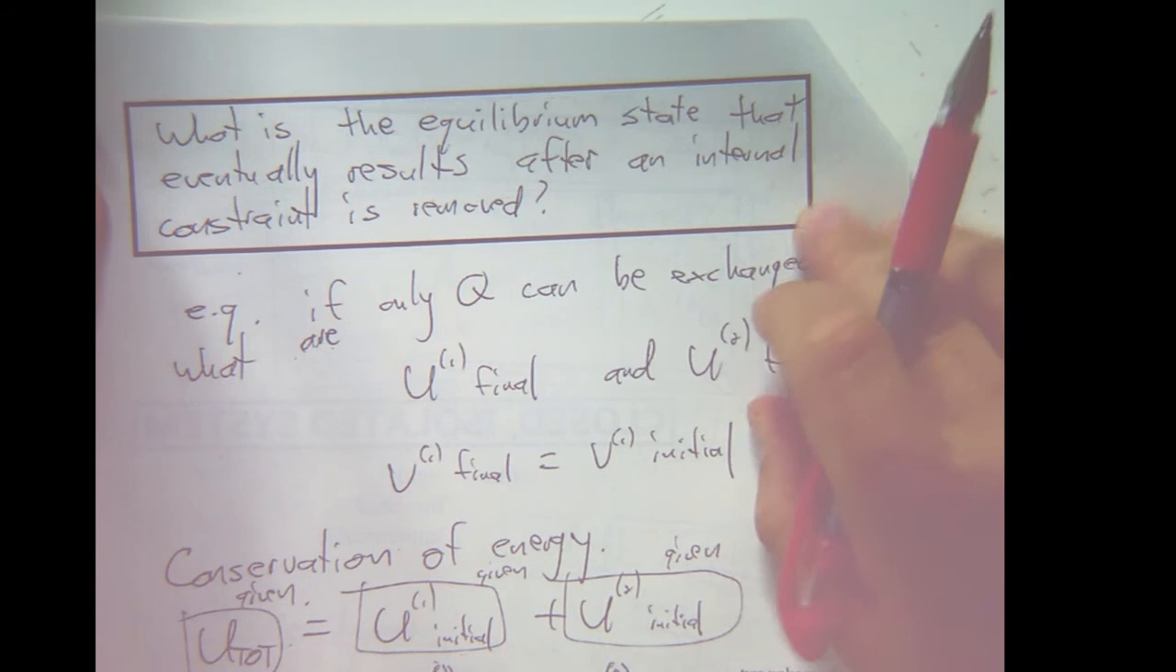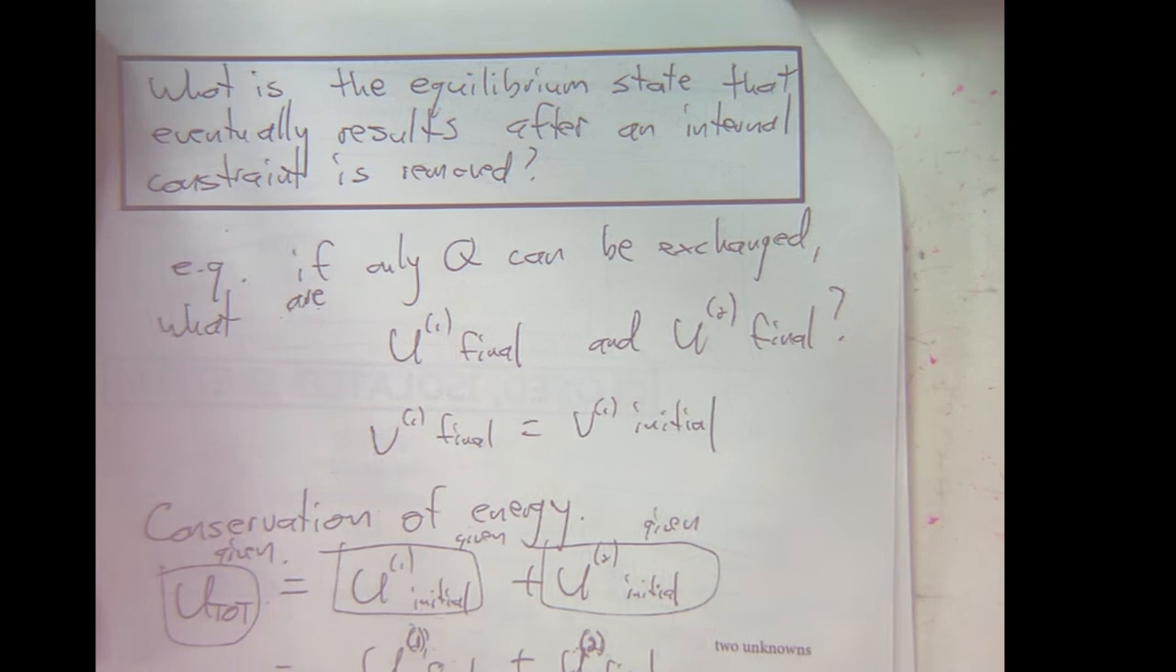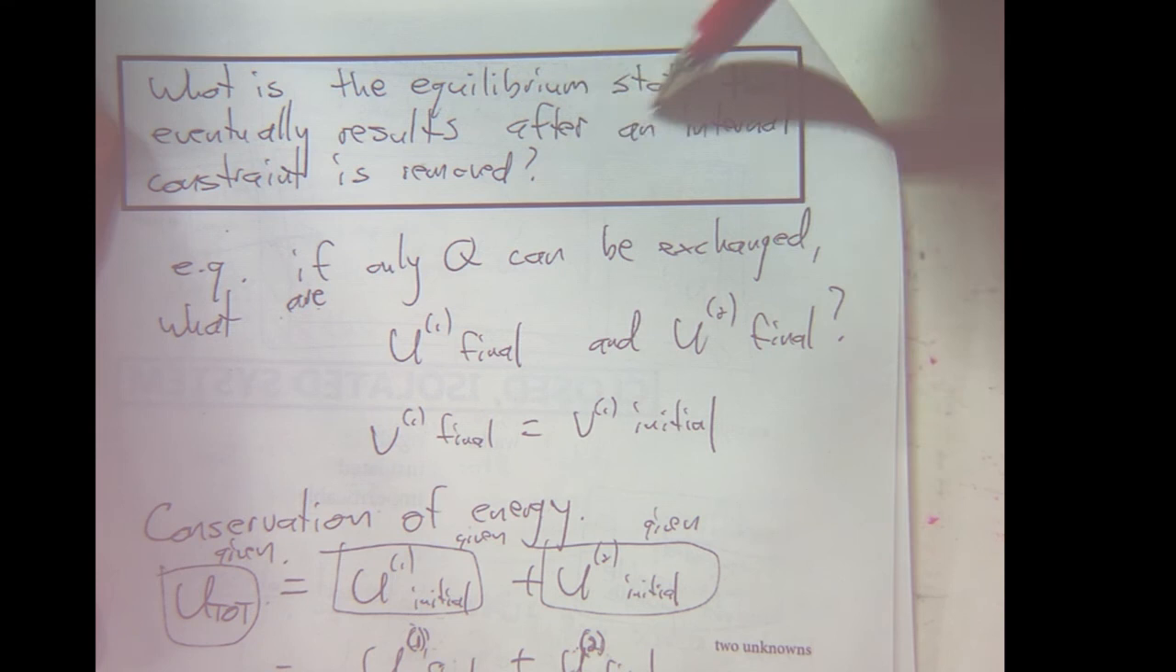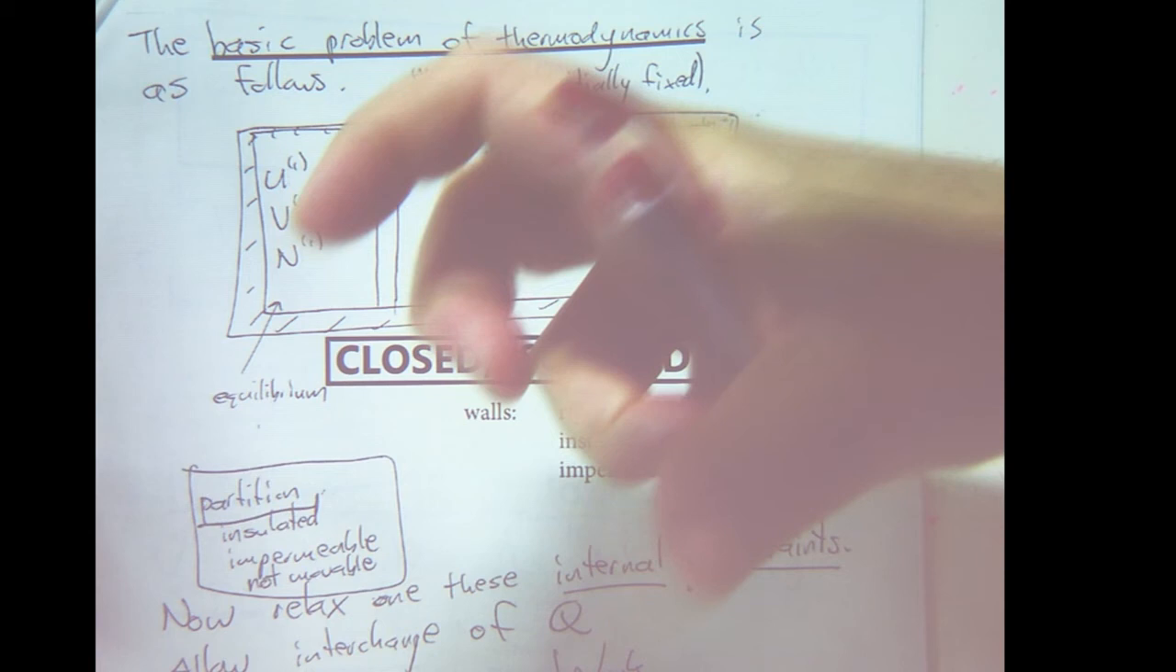And then you ask the question, after a sufficiently long time later, because a long time is a relative concept, depends on the particular system. It could be billions of years for a galaxy, or it could be microseconds for some superfluid helium sample in the laboratory. A sufficiently long time later, what is the equilibrium state that eventually results after an internal constraint is removed? In other words, we're asking about the equilibrium state for the entire isolated system. So initially you have two separate isolated systems and you allow them to interact thermodynamically. You're asking the question, what is the final equilibrium state?